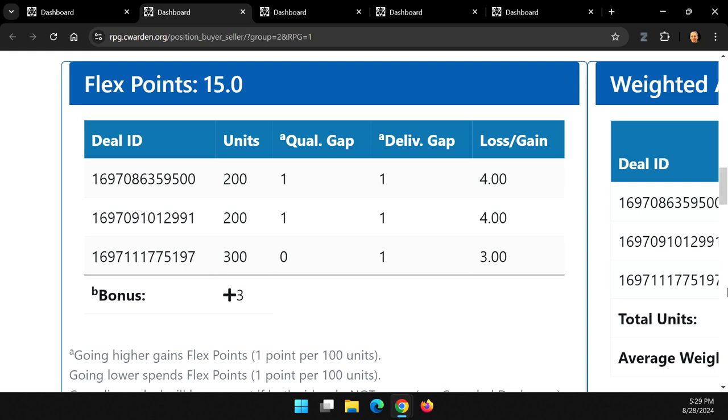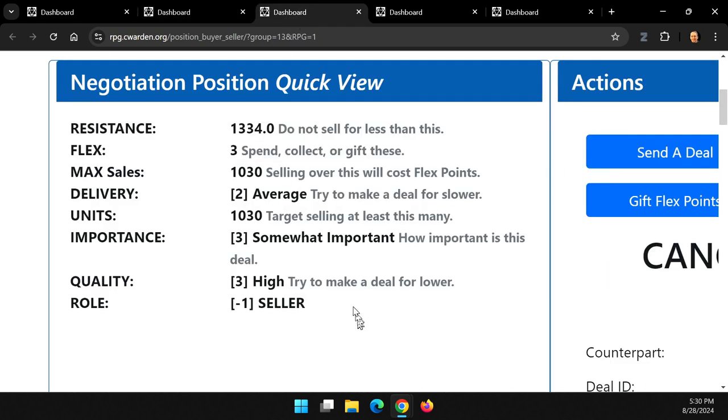And when you add up all your flex points, you end up with a number, something like here, 15, for example. Your number could be bigger or smaller. And of course, you would like these flex points to keep going up more and more. That would be better and better. Let's look at another example.